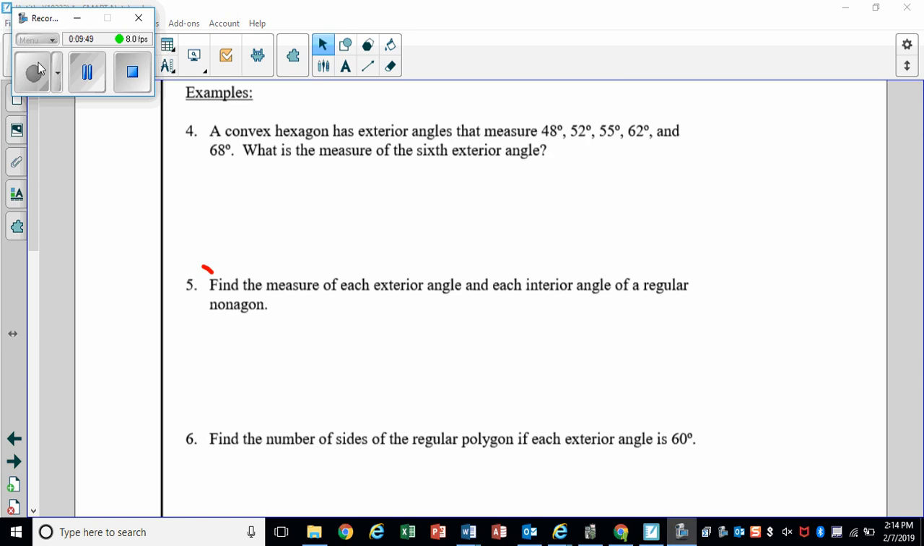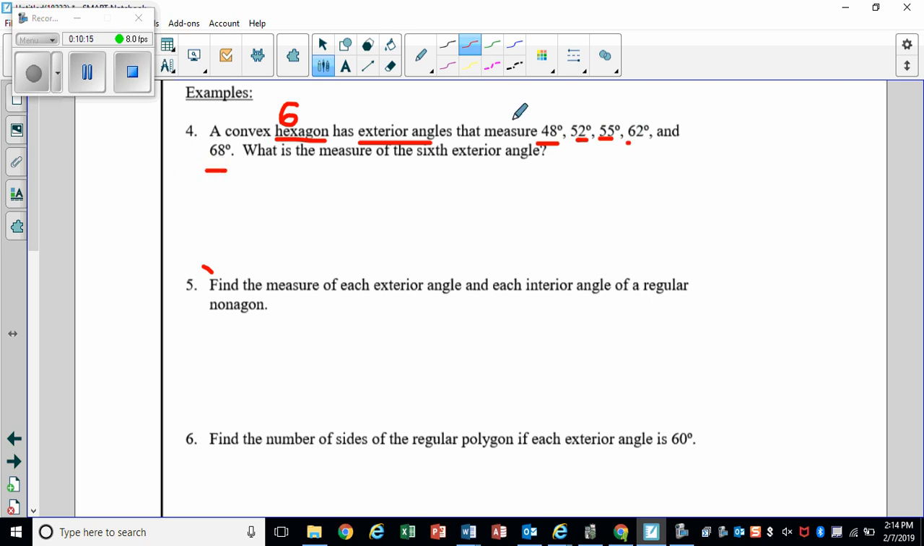All right, so every time you're given a problem related to polygons, please read and underline the keyword. Okay, that's the big thing. In this case, it says a convex hexagon. A hexagon has how many sides? 6. It has exterior angles that measure 48, 52, 55, 62, and 68. As you can see, they gave you 5 of the angles. What is the measure of the 6th angle?